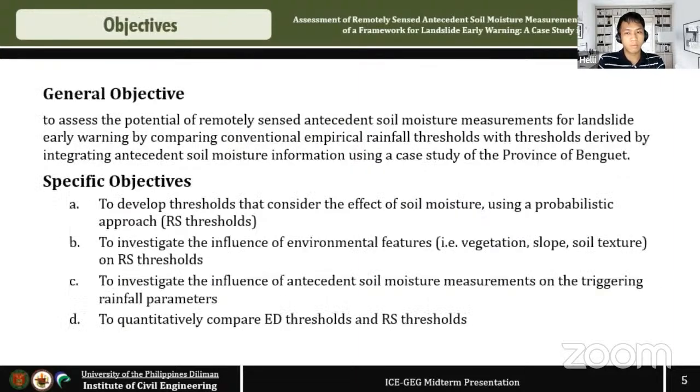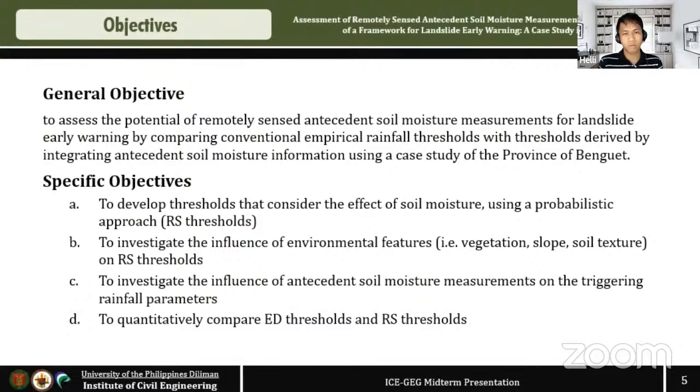For objectives, the general objective of this study is to assess the potential of remotely sensed antecedent soil moisture measurements for landslide early warning by comparing conventional empirical rainfall thresholds with thresholds derived by integrating antecedent soil moisture information using a case study of the province of Benguet.